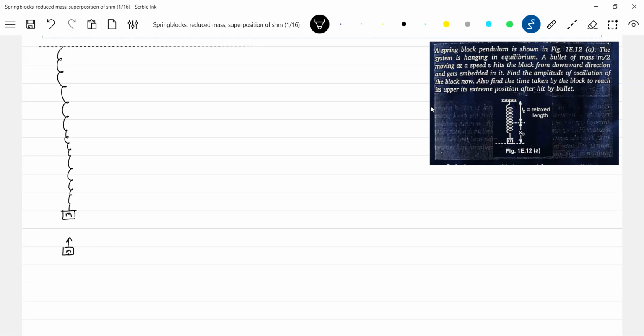Moving with a speed V naught. Let me write it so that it'll be easy for us in our calculations. So V naught, I'm making it. It is moving with a speed V naught. And what is the state of it? This is a test block. It goes, collides inelastically and gets stuck to it, gets embedded in it. Find the amplitude of oscillation of the block. Now, also find the time taken by the block to reach its upper extreme position after it is hit by the bullet.